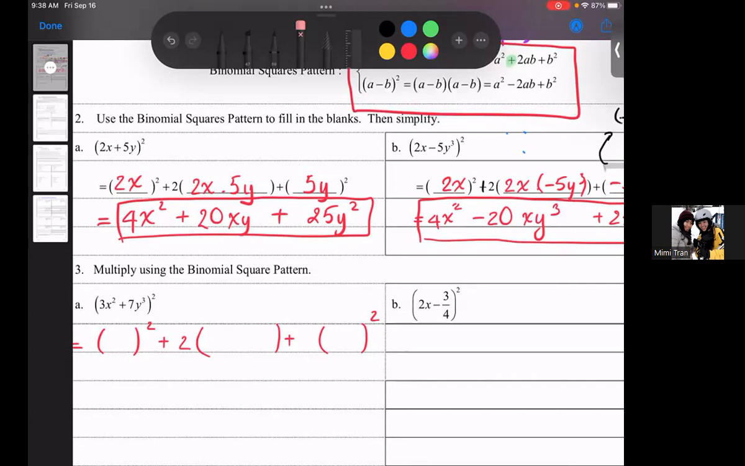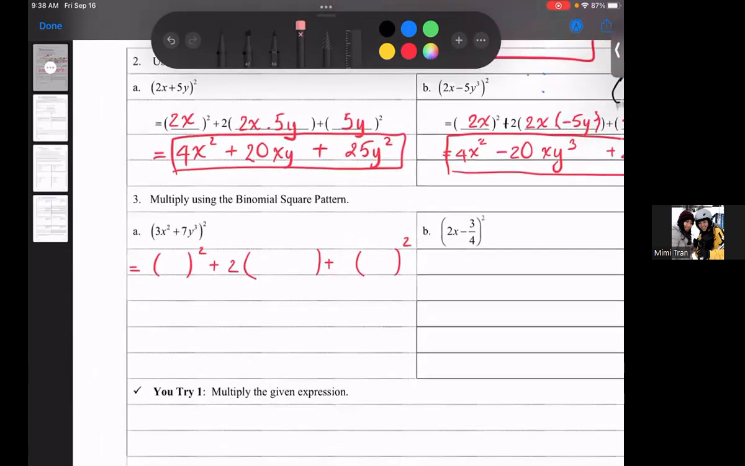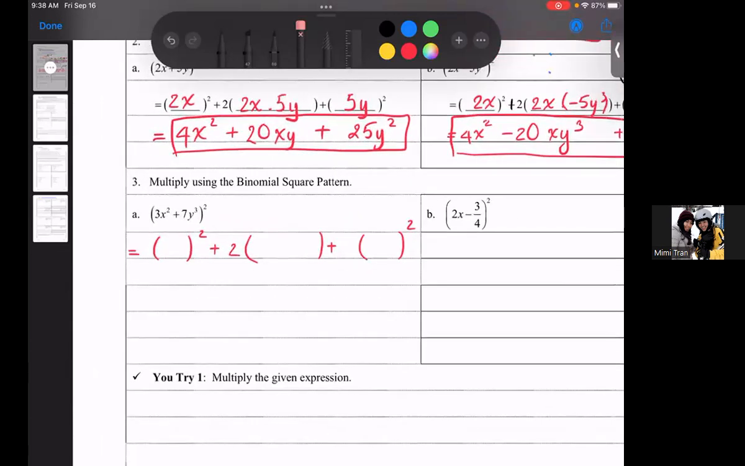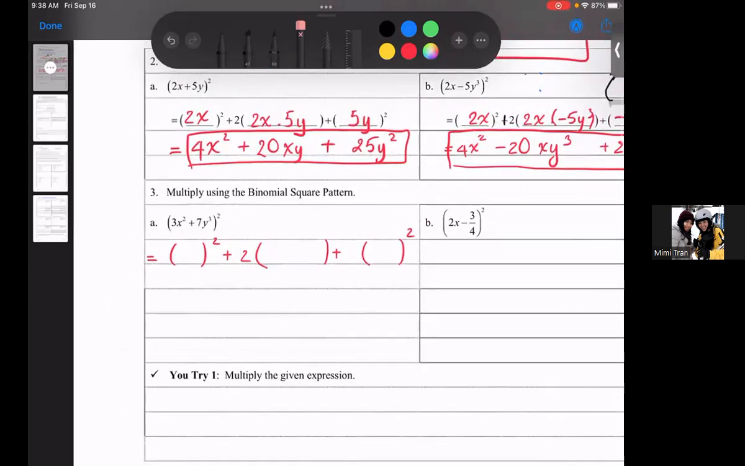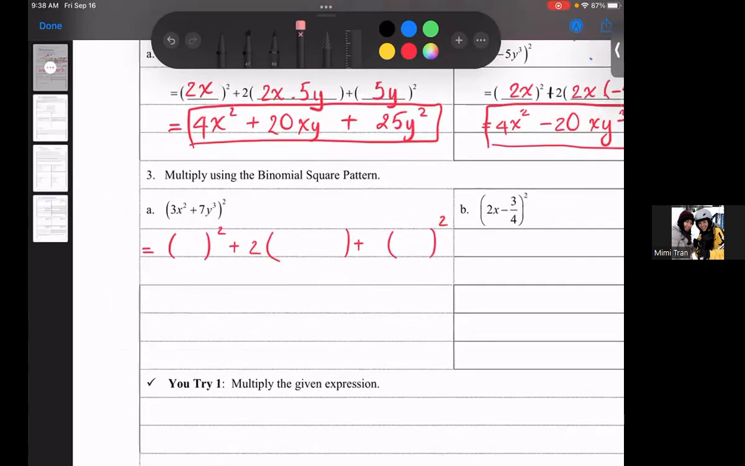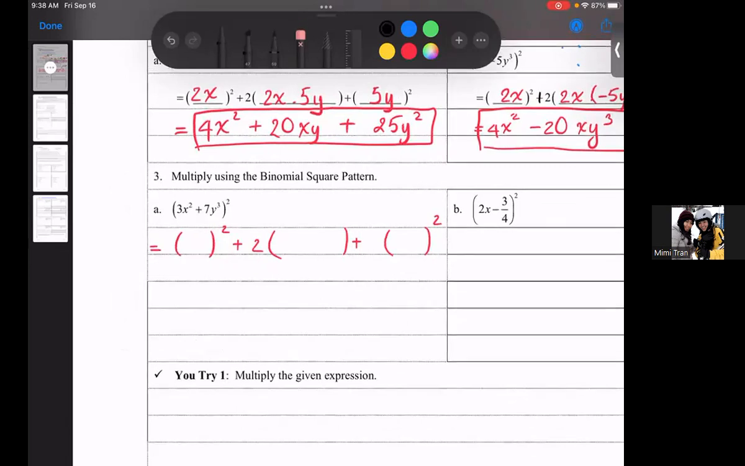Yeah. All right. So my pattern is like this: square the first, square the last, and double the middle. Do not care about the sign. All I want you to do is carry out your sign as you fill it in. Okay, so let's do A and B, and I'll tell you what I meant by that.